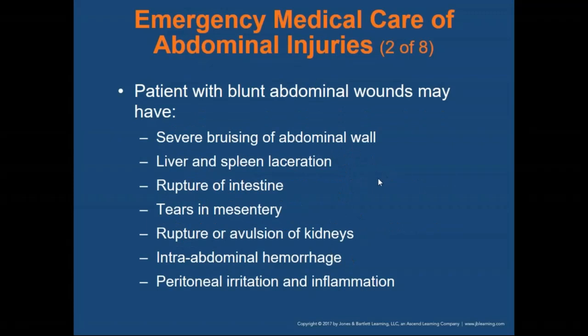All right. Blunt abdominal wounds, we're going to look for that severe bruising. We're going to assess for possible liver or spleen laceration, look for discoloration, referred pain, and palpate for rigidity of the abdomen.